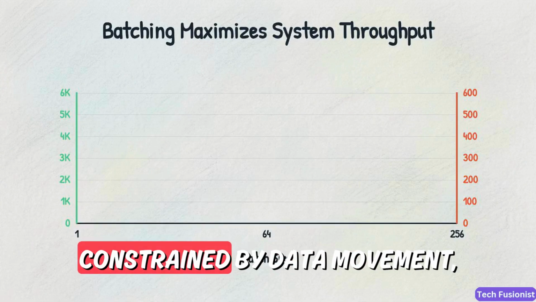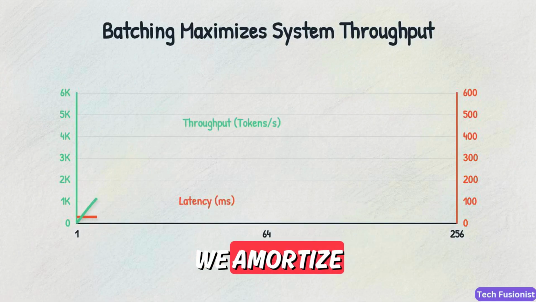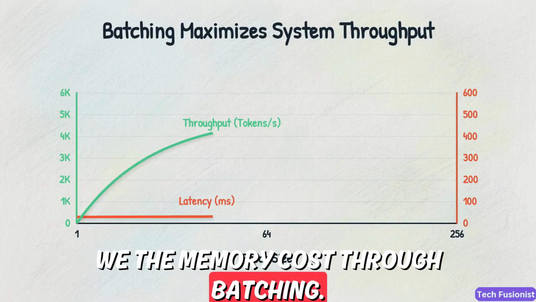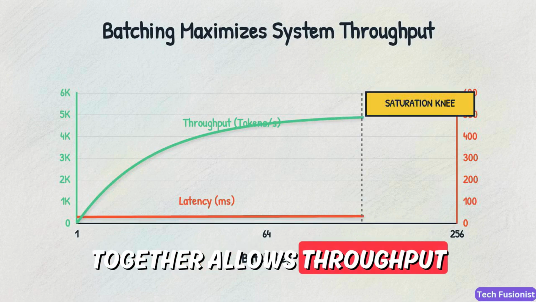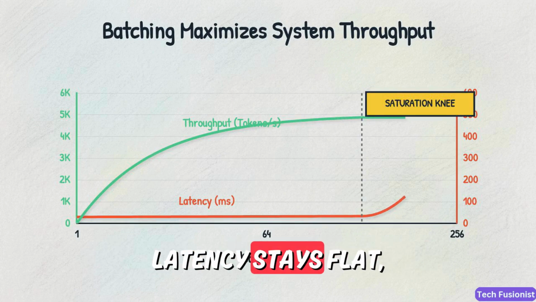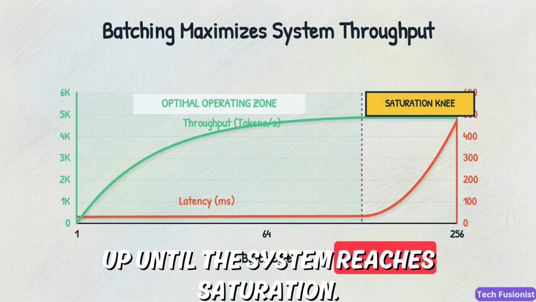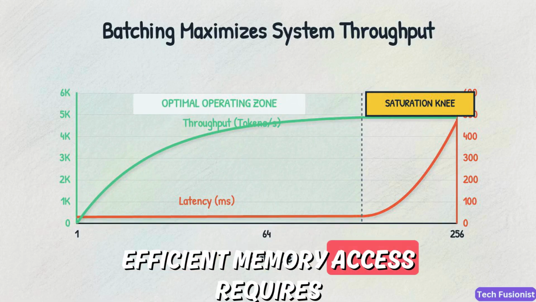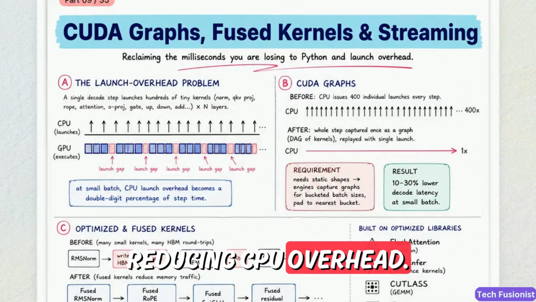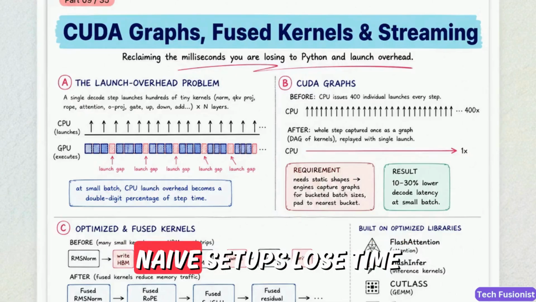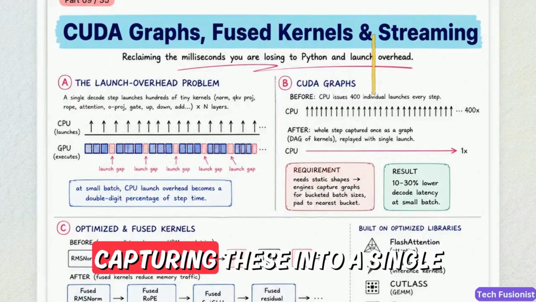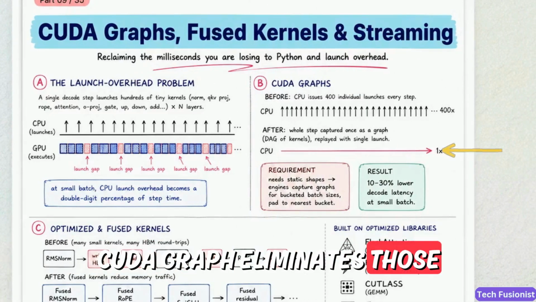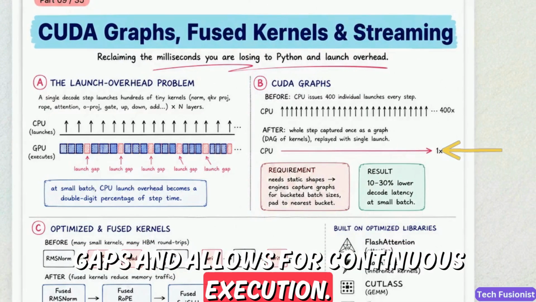Because generation is constrained by data movement, we amortize the memory cost through batching. As this chart shows, grouping multiple requests together allows throughput to climb while per-token latency stays flat, up until the system reaches saturation. Efficient memory access requires reducing CPU overhead. This graphic shows how naive setups lose time to hundreds of individual kernel launches. Capturing these into a single CUDA graph eliminates those gaps and allows for continuous execution.